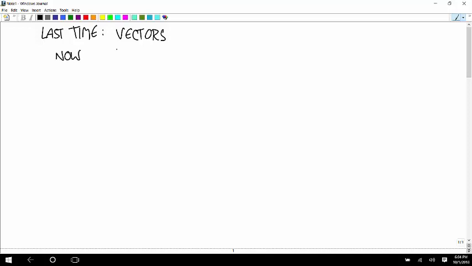So now we're going to use vectors for 2D kinematics. I'm going to start by defining the position vector. Then I'm going to do velocity. Then I'm going to do acceleration, just the same way that I did with one dimension.